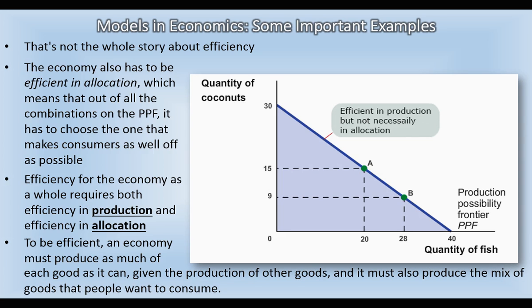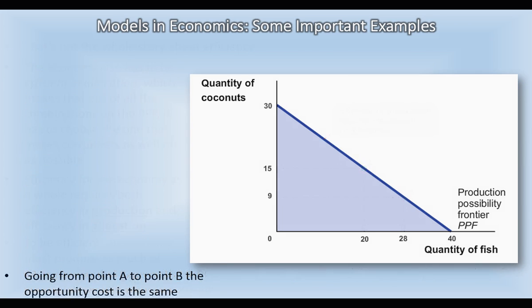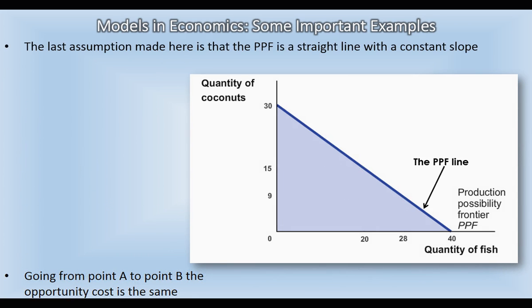So to be efficient, an economy must produce as much of each good as it can, given the production of other goods, and it must also produce the mix of goods that people want to consume. So the last assumption made here is that the PPF is a straight line. You saw that first example where it wasn't a straight line, it was kind of curved out. So that has some meaning.